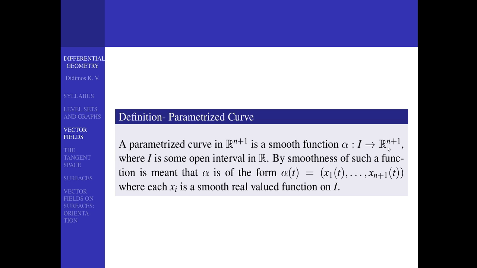This alpha has n+1 components, say alpha 1, alpha 2, etc., or x1, x2, etc., x_(n+1). Clear? If these components are smooth, then we can say that alpha is smooth. Such a smooth function is called a parameterized curve.